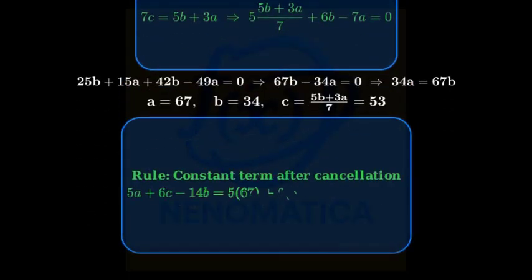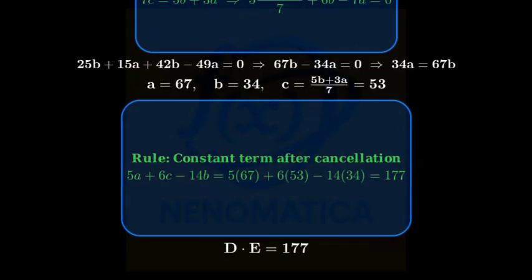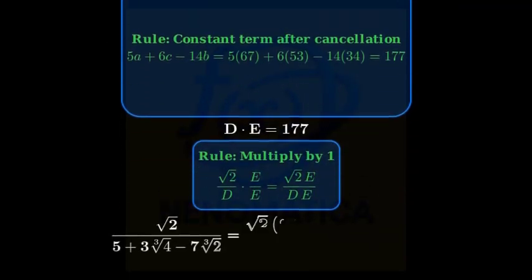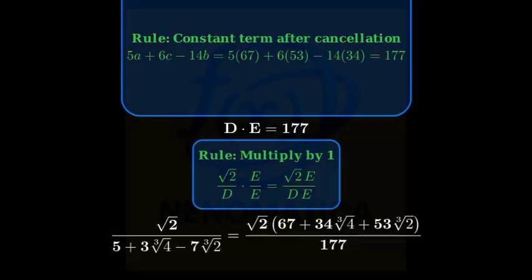Step 6. With these values, the constant term of d times e equals 5a plus 6c minus 14b, which evaluates to 177. That means d times e is 177, a rational number. Therefore, multiply the original fraction by e over e to rationalize the denominator.